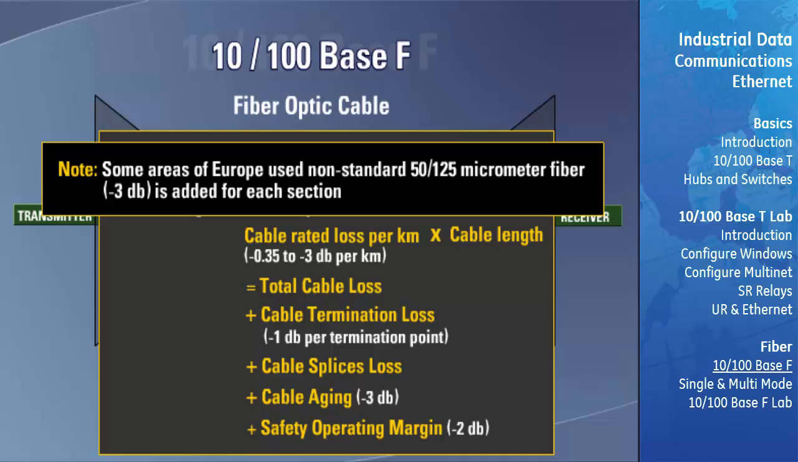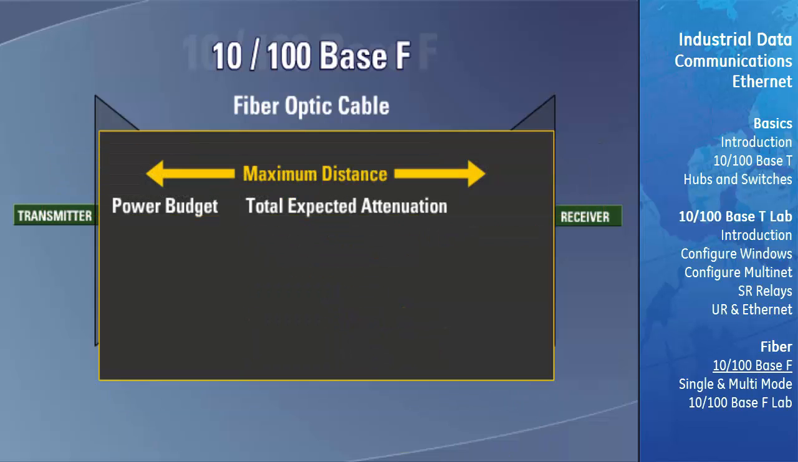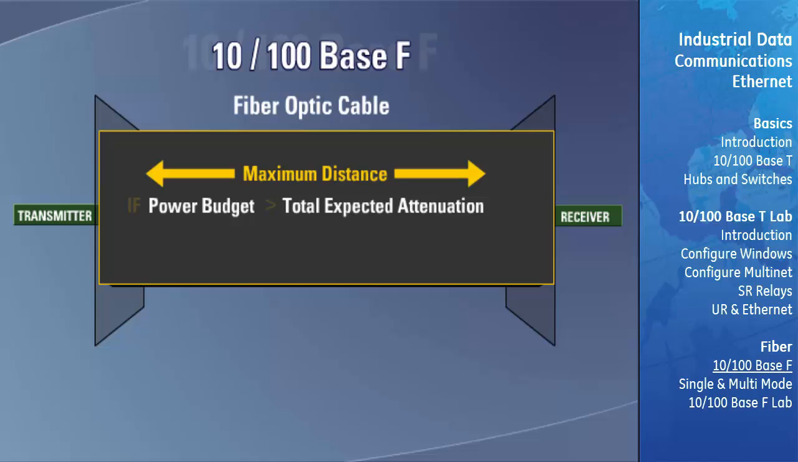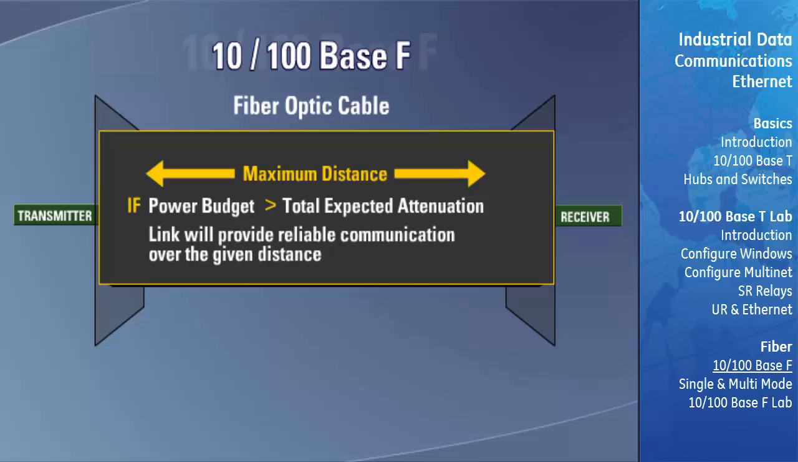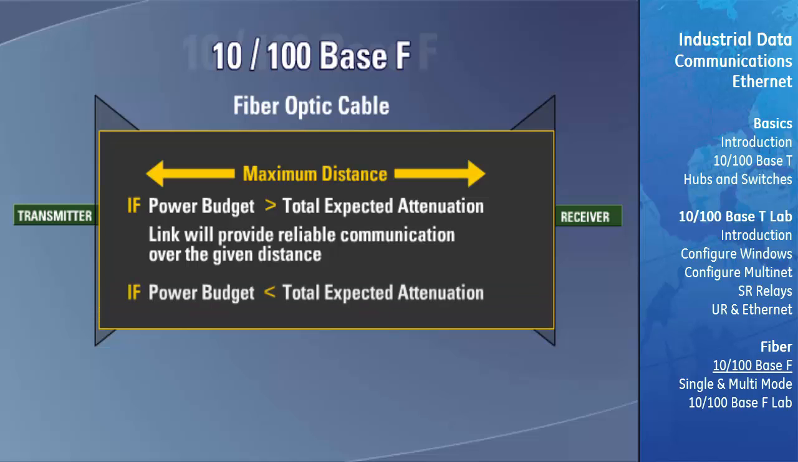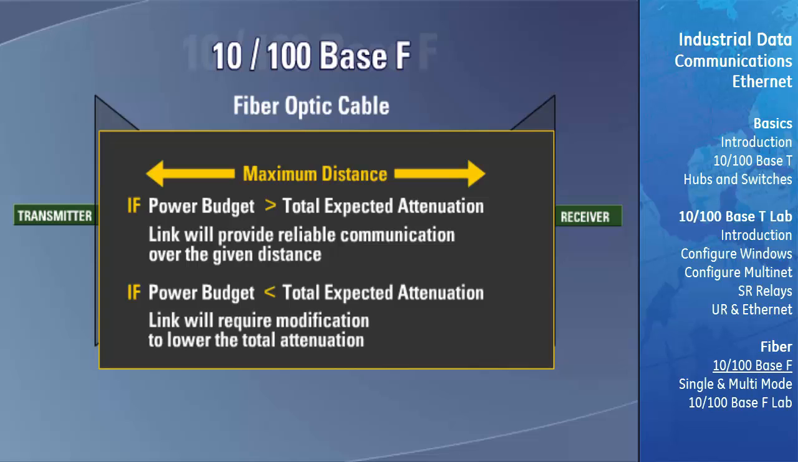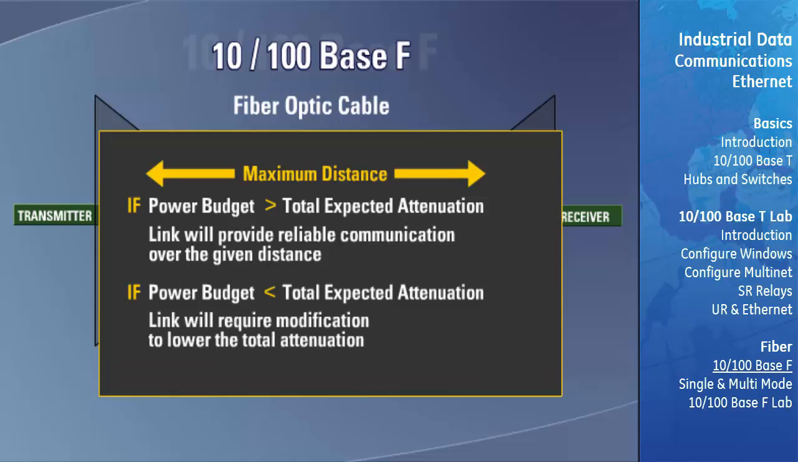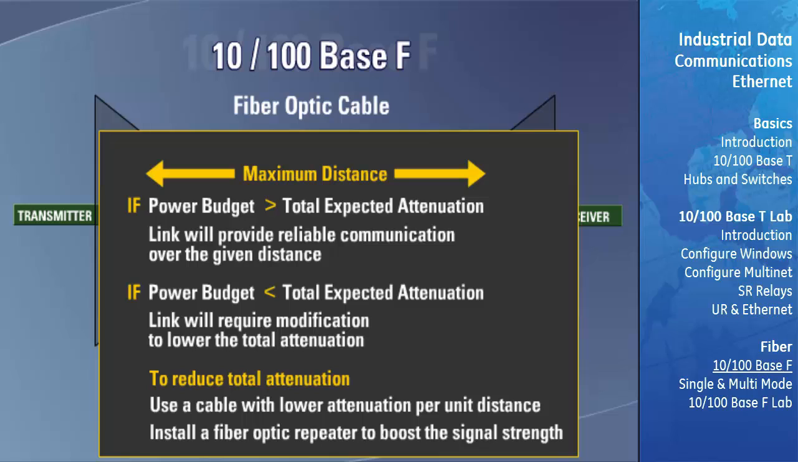The sum of all these sources of attenuation is the expected total attenuation. The power budget is then compared to this total attenuation. If the power budget is greater than the total attenuation, the link will be able to provide reliable communication over the given distance. If not, the link will require modification to lower the total attenuation. Common actions to reduce the total attenuation include the use of a cable with a lower attenuation per unit distance, or the installation of a fiber optic repeater to boost the signal strength.